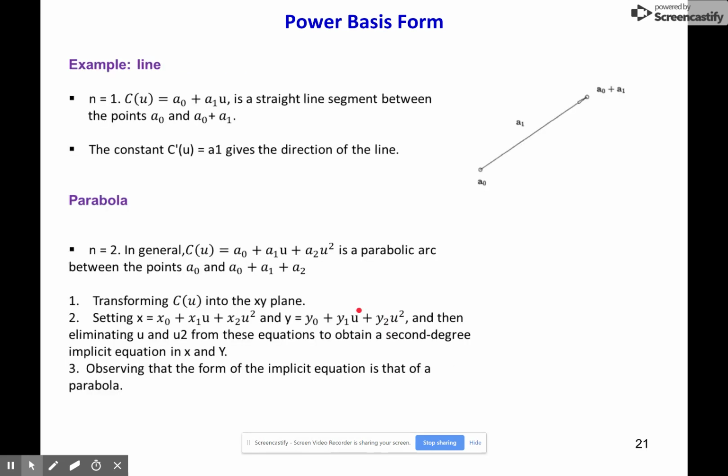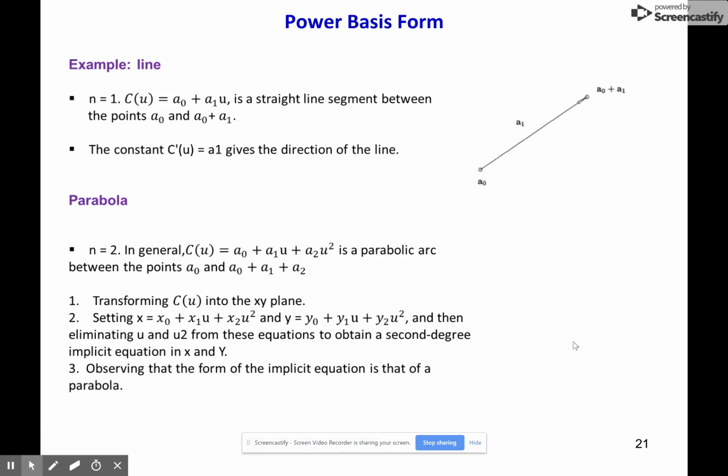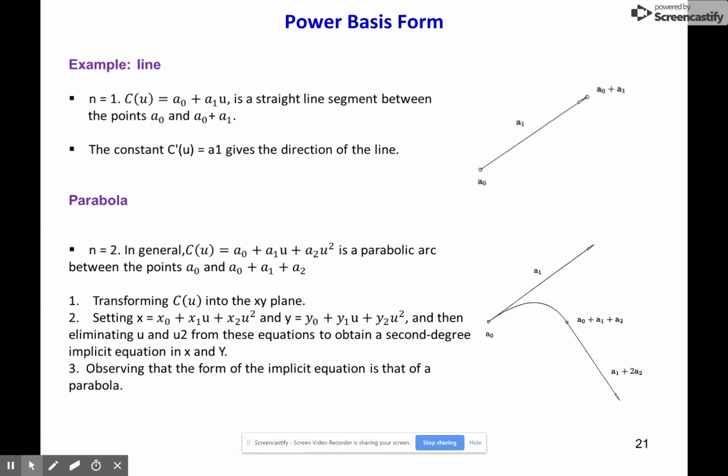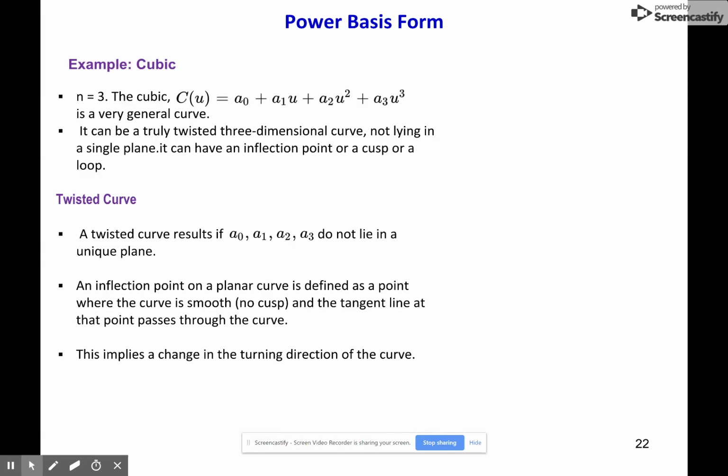We can represent this power basis form in terms of line and parabola. When n is equal to 1, we get a line in power basis form, and when n is equal to 2, we get a parabola. You can observe both curves here. The line goes from a0 to a0 plus a1, and the parabola goes from a0 to a1 plus 2a2. These are the representations in power basis form, and when n is equal to 3, we can produce a cubic.